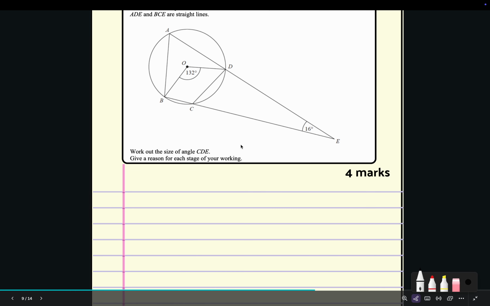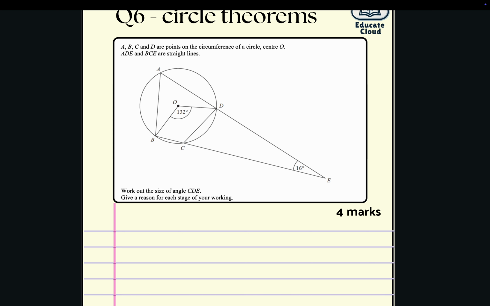Okie dokie, next question. Here you have to find the size of angle CDE. So this angle. Okay, so the first thing I'm going to do is look and think about the circle theorems that I know. So I know that's 132, so that must be 66, because angles at the circumference are half of angles at the center.